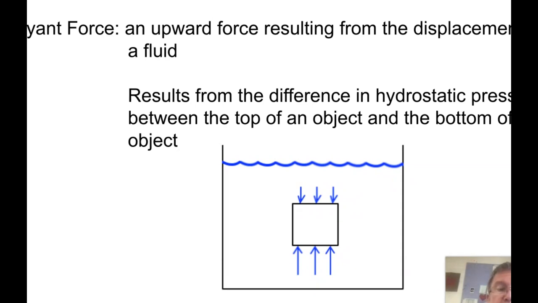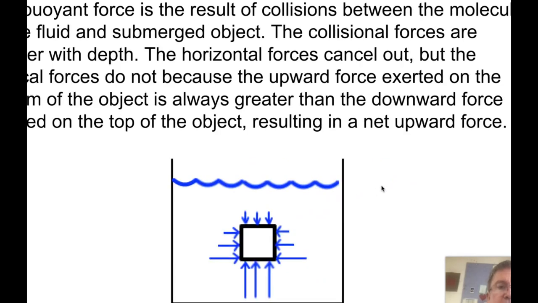So basically, the buoyant force is a net upward force that acts on an object that's submerged in a fluid, be it a liquid or a gas. And it results from the fact that the hydrostatic pressure at the top, which remember is rho g h, is going to be smaller than the hydrostatic pressure at the bottom. And that results in a net upward force on the object.